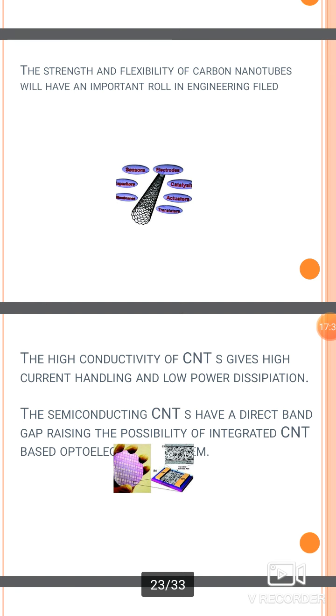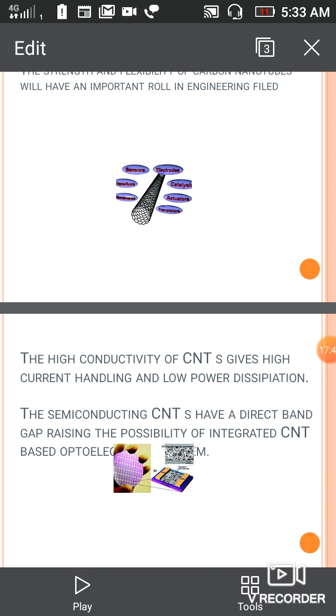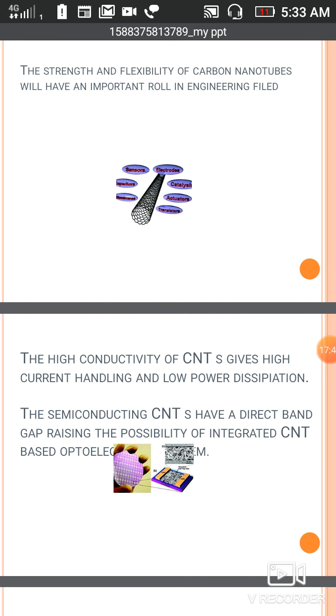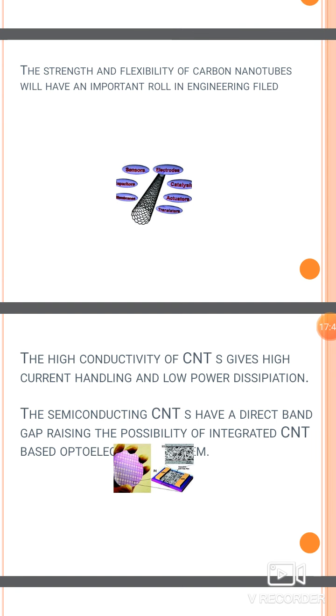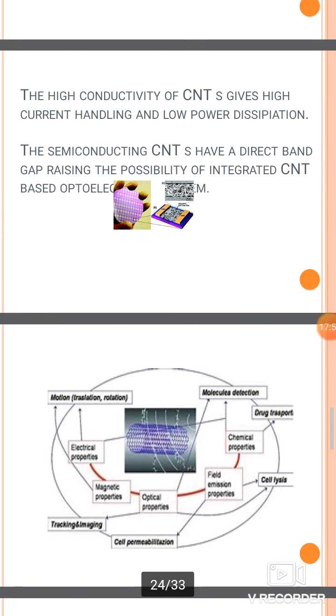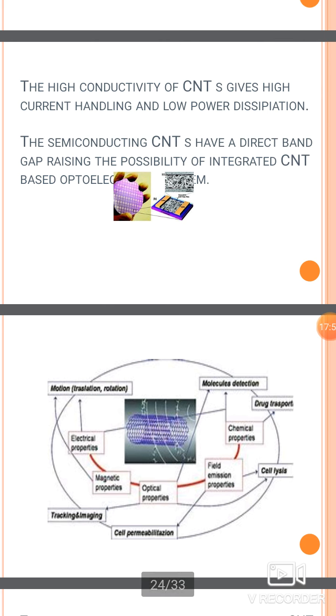The strength and flexibility of carbon nanotubes will have an important role in the engineering field. So I mentioned here sensors, electrodes, catalysts, actuators, transistors, and biomedical applications also. The high conductivity of carbon nanotubes gives high current handling and low power dissipation. The semiconducting carbon nanotubes have a direct band gap, raising the possibility of integrated carbon nanotube-based optoelectronic devices.